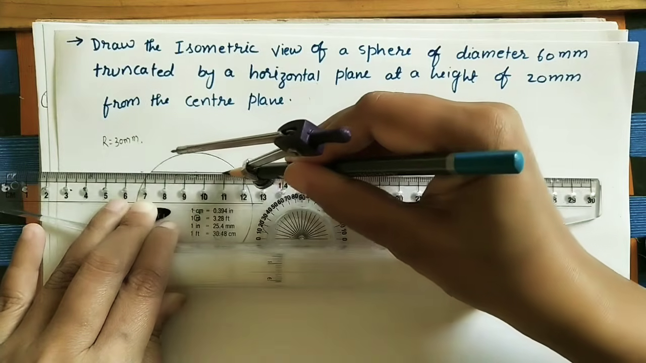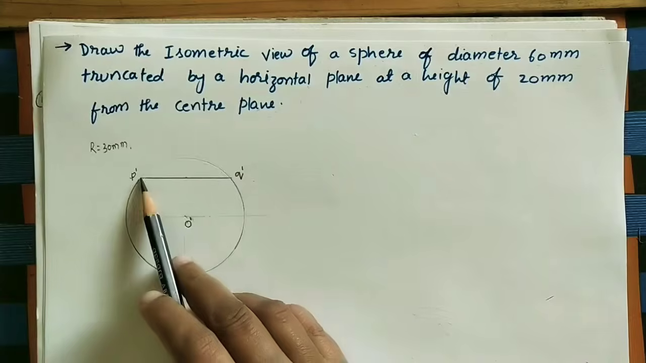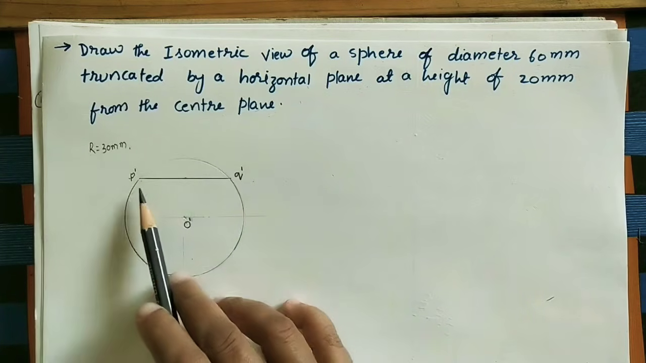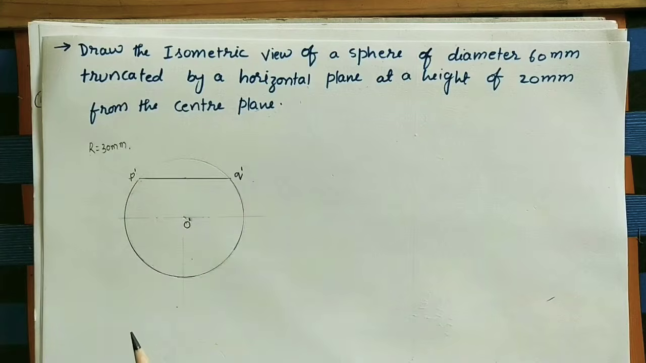So this plane is cutting the sphere. I have marked the intersection points P dash, Q dash. We can take any alphabets, A dash, B dash, like that. But we have to keep a dash for all the front view points.